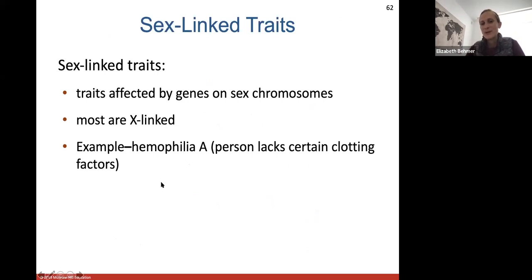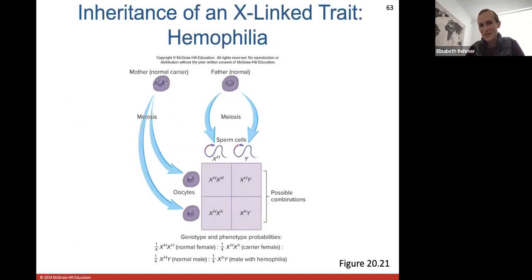So for example, if someone has hemophilia A, which means a person lacks certain clotting factors, this would be a trait that's linked on their sex chromosome, the X-linked. So this is a look at hemophilia and how it can get passed on. If you guys haven't really worked with Punnett squares yet and how things get passed on, what this is showing are the different combinations of passing on a trait, for example.